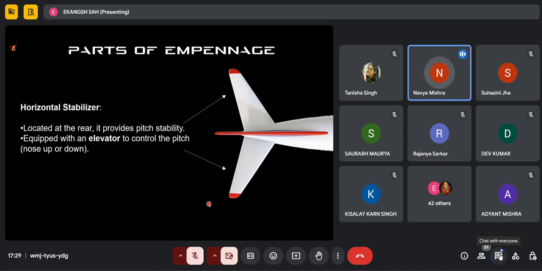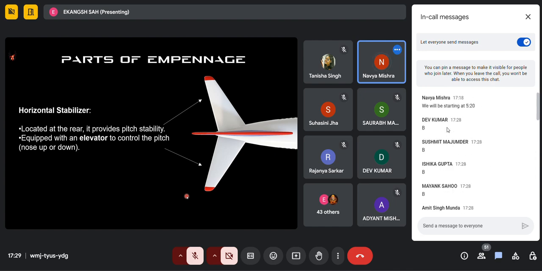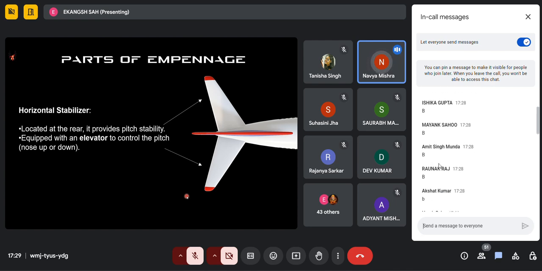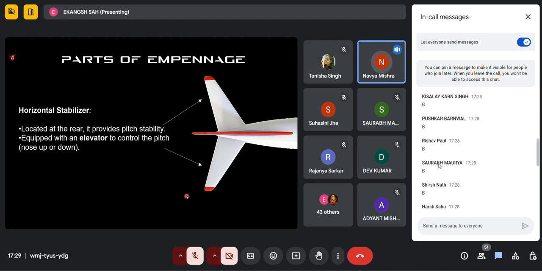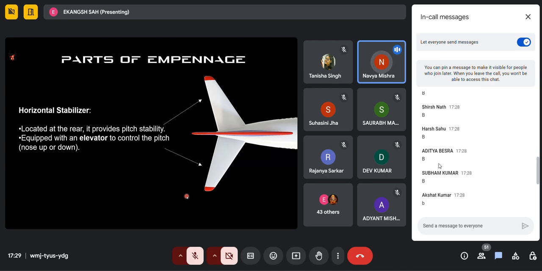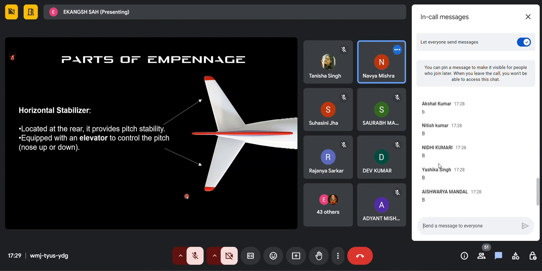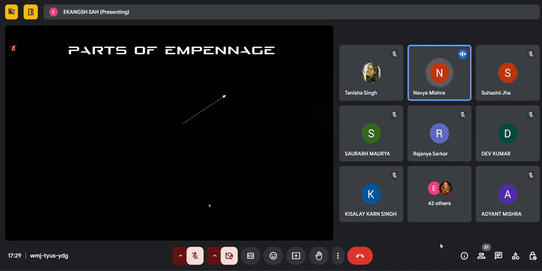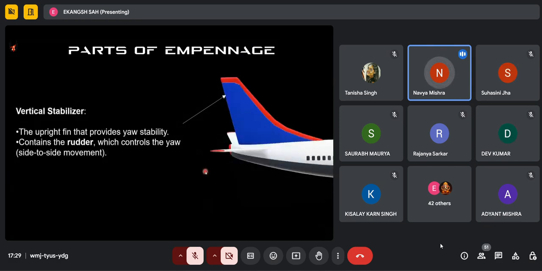So the first part of the tail is the horizontal stabilizer. It is located at the rear side of the plane, and it provides pitch stability. You might not be familiar with the term pitch stability, so I'll tell you, it focuses on the nose up and down movement of the plane. It is further equipped with the elevator, and the main function of the elevator is to control the pitch. The pitch motion is about the lateral axis. I had already told you this at the start of the workshop.